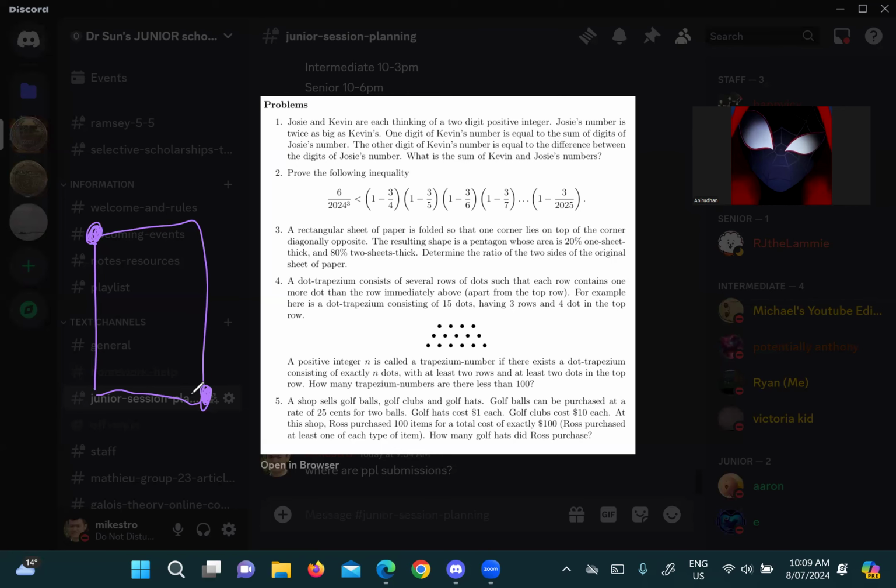Okay, now we got some condition. The resulting shape is a pentagon whose area is 20% one sheet thick and 80% two sheets thick. I guess that makes sense, yeah? So some of it's folded on top of some paper and some of it's not on top of anything, right? Determine the ratio of the two sides of the original sheet of paper.